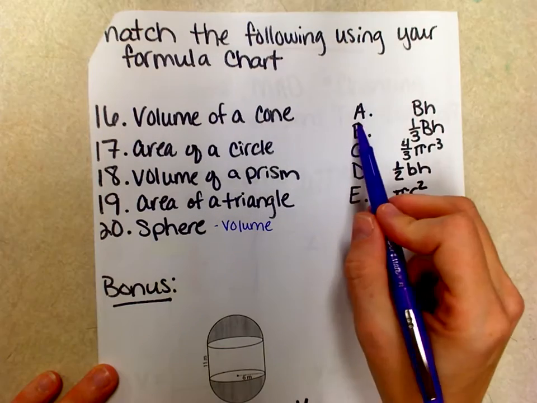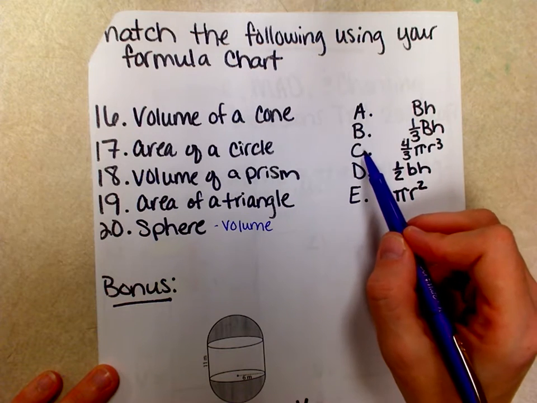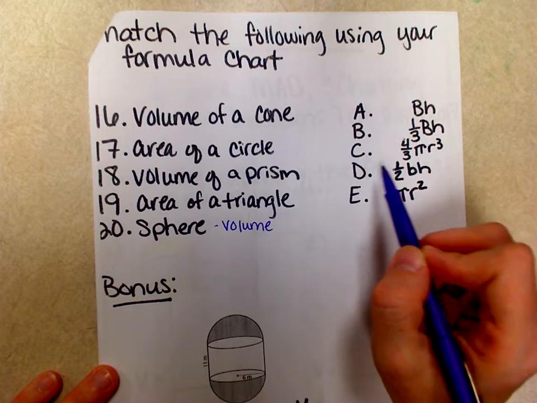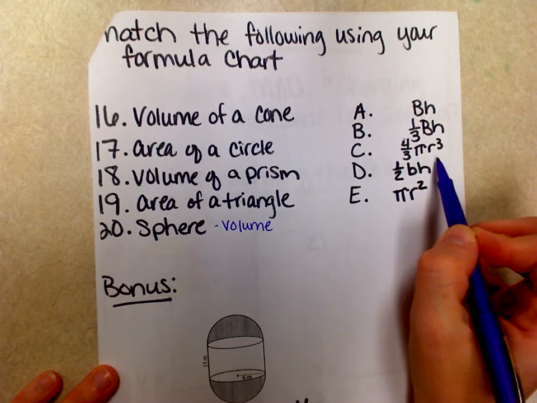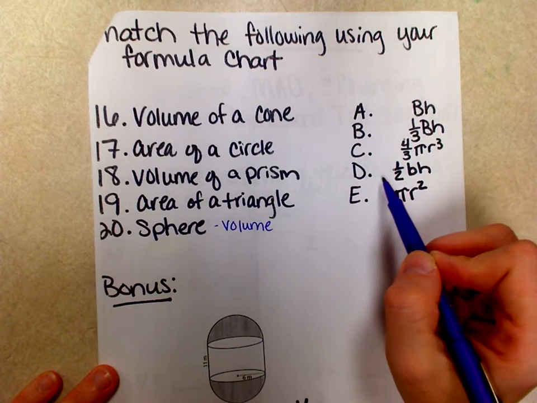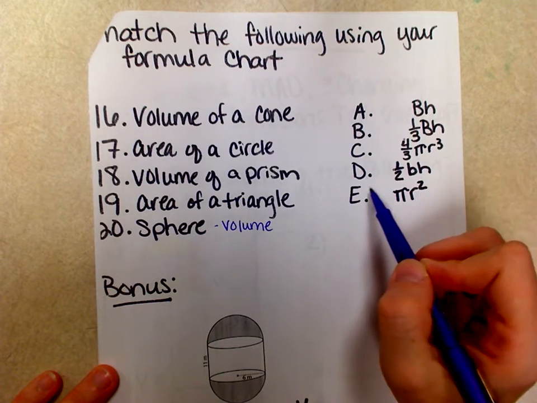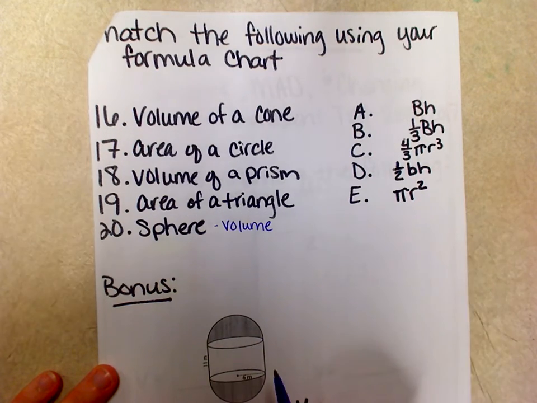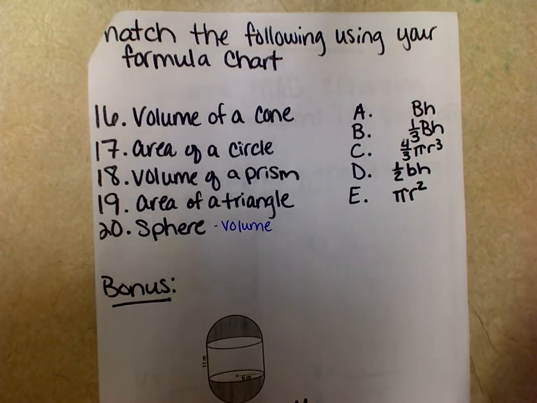Okay? A, big B times H. B, 1/3 big B times H. C, 4/3 pi r cubed. D, 1/2 base times height. And E, pi r squared. So match those up and then bubble them in on your answer sheet, or you'll bubble it in whenever we go on DMAC.